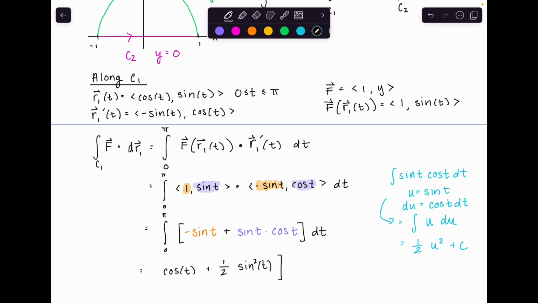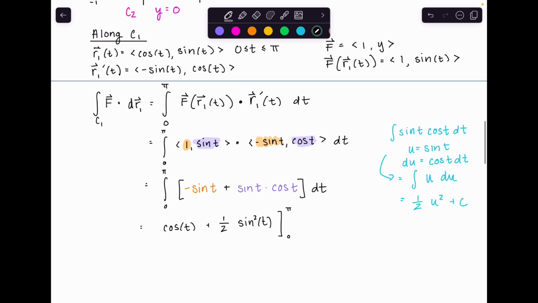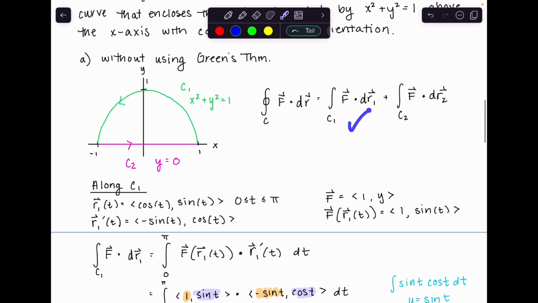And then we're going to evaluate this from 0 to pi. So if I plug in pi, cosine of pi is -1, and then sine of pi is 0. And then I subtract, plugging in 0. Cosine of 0 is 1, and sine of 0 is 0. So this ends up equaling -2. Okay? So we've got our first line integral done.